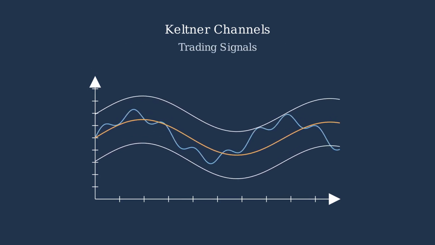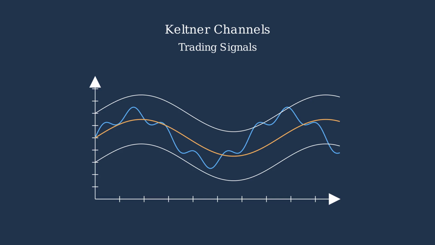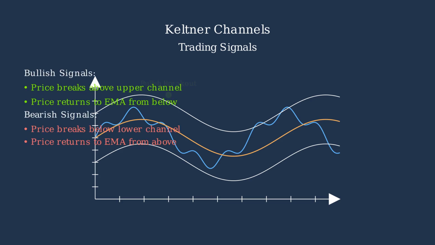Keltner channels are valuable for identifying trading opportunities based on price movement relative to the channels. Traders look for bullish signals when price breaks above the upper channel or returns to the EMA from below. Conversely, bearish signals occur when price breaks below the lower channel or returns to the EMA from above.